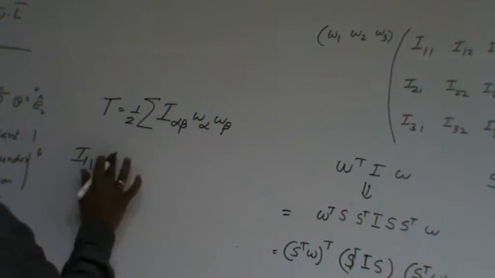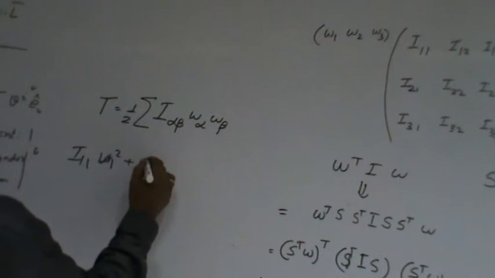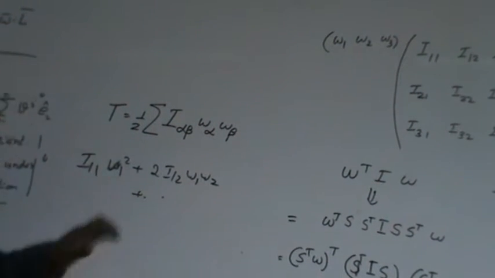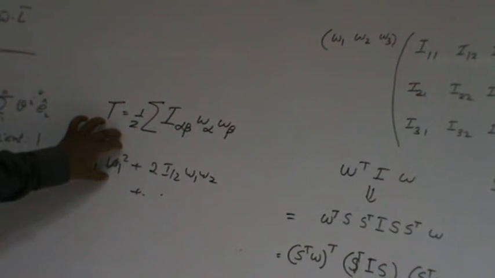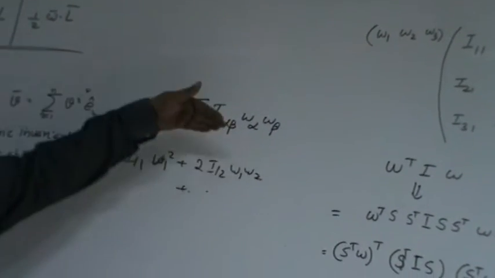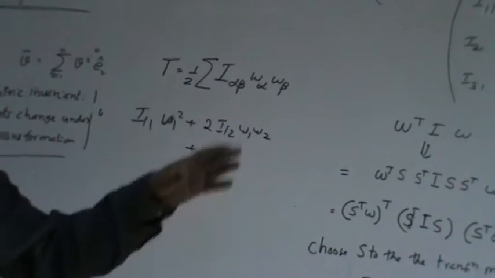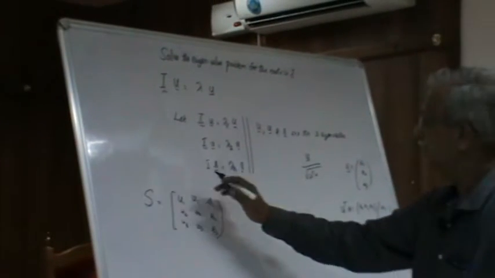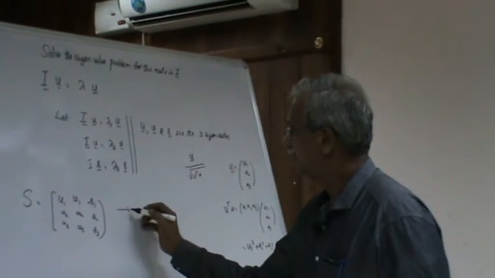I11 into, let's say, omega 1 square plus 2 times I12 into omega 1 omega 2 plus etc. So terms involving only one of the frequencies and terms involving two frequencies will be present in this particular expression. Okay? Whereas now look at the front. So here, once you have this one, you can find the inverse of that one.